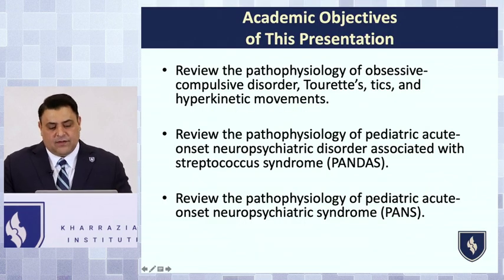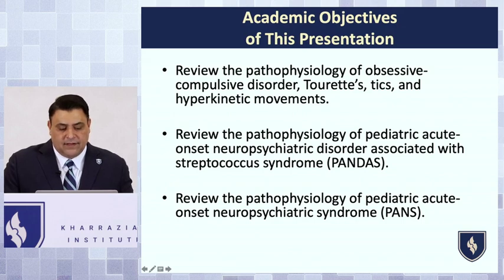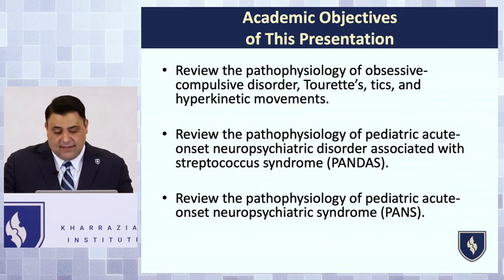My academic goals for this presentation are to review the pathophysiology of obsessive compulsive disorder, Tourette's, tics, and hyperkinetic movements. Then we're going to review the pathophysiology of PANDAS, which stands for Pediatric Acute Onset Neuropsychiatric Disorder associated with Streptococcus syndrome. If you're not familiar with PANDAS, it's a pattern where children get a Streptococcus infection, like strep throat, and then the infection creates antibodies that cross-react with the basal ganglia, and it causes acute neuropsychiatric symptoms. The very next day, there are behavioral changes in the child. Hence the acute onset.